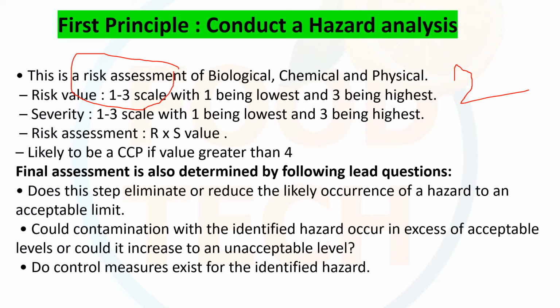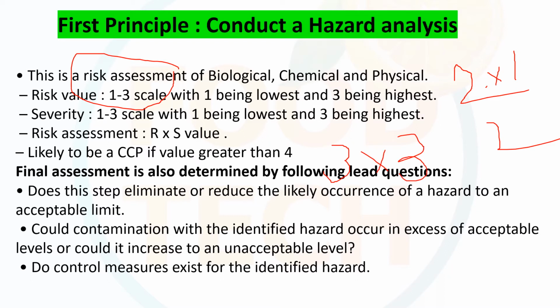So if the risk value is 2 and the severity is 1, it will be 2 into 1, which gives you 2. So this is the total risk assessment value. The maximum risk value can be 3, and 3 into 3 is 9. So 9 can be the maximum risk assessment value, in case the risk value is 3 and the severity is also 3.